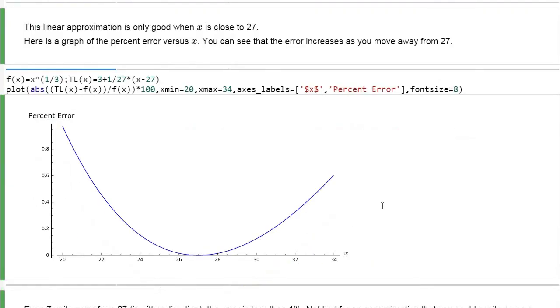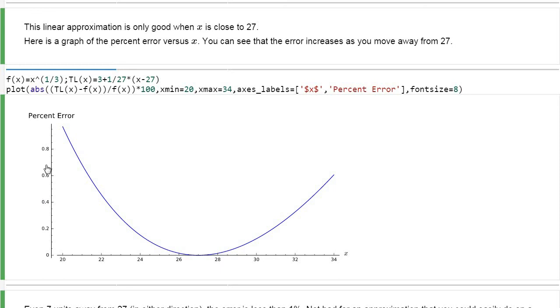Here's a graph of the percent error in the approximation. So that's the linear approximation compared to the actual answer that Sage gives us, and I computed the percent error. You can see that at x equals 27 there is no error, because the tangent line and the cube root agree there. As you move away from x equals 27 in either direction, so 28, 29, 30, or if you go this way too, 26, 25, 24, the percent error goes up the further away you get from 27, which is what we should expect. The tangent line is a good approximation close to the point of tangency. The further away you get from the point of tangency in general, the worse your approximation will become.